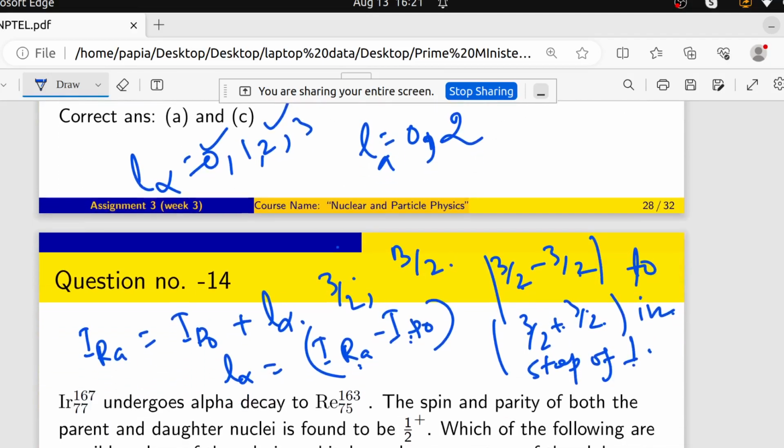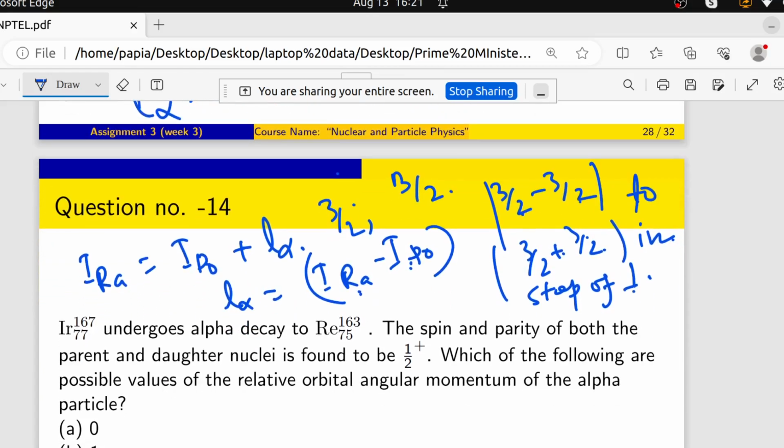Okay, now coming to the next question. In the next question, Ir undergoes alpha decay to Re. The spin and parity of both the parent and daughter nuclei is half plus. Which of the following are possible values for the relative orbital angular momentum of the alpha particles?